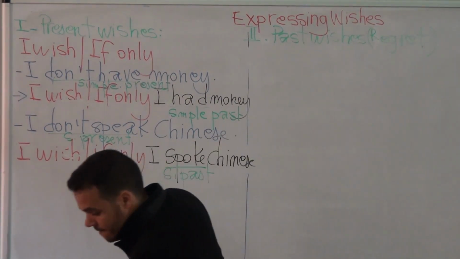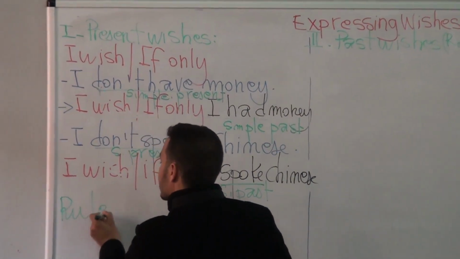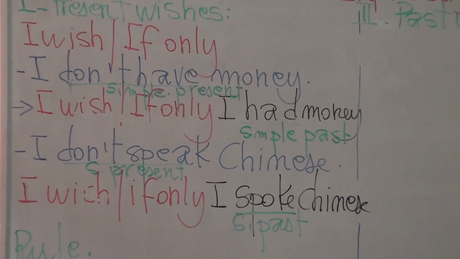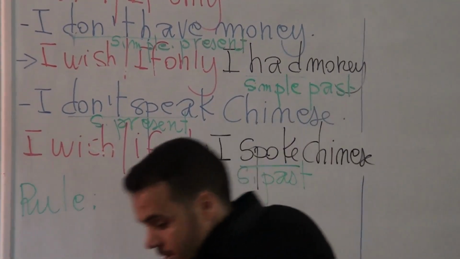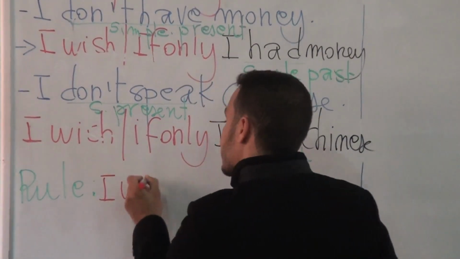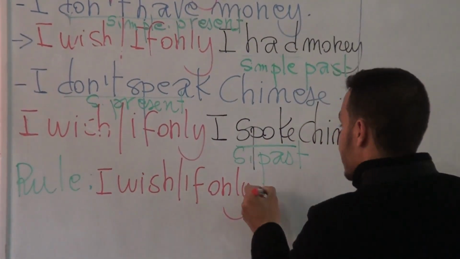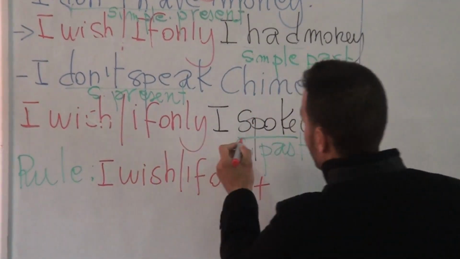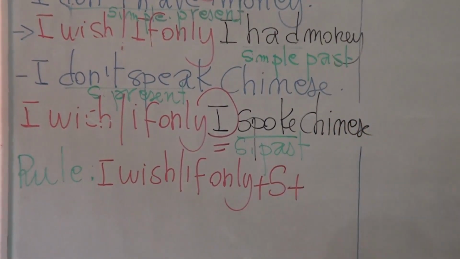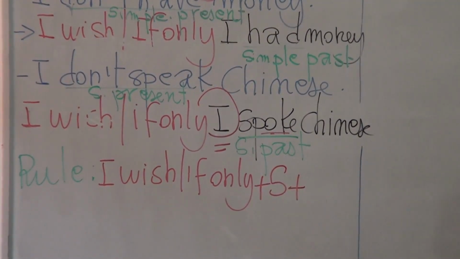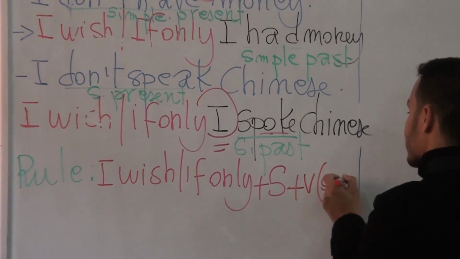Right. Now, if we want to extract the rule, right? The rule of the present wishes. What is it? So, first we start with the expression I wish, or if only, plus subject, right? Which is I, plus verb in the simple past. So spoke, it's the simple past of the verb to speak. So I'm going to write here verb in the simple past.